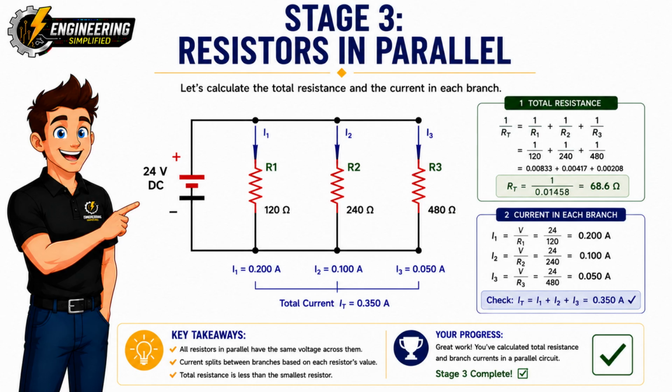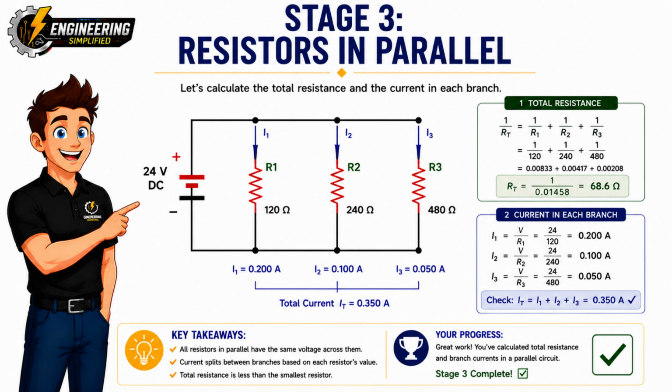So we calculate 1 divided by 120 plus 1 divided by 240 plus 1 divided by 480. Adding those values together gives 0.01458. To find the total resistance, we take the reciprocal of that answer. So 1 divided by 0.01458 gives a total resistance of approximately 68.6 ohms.